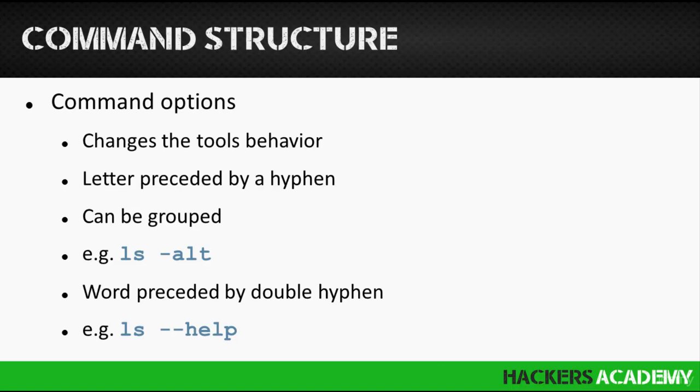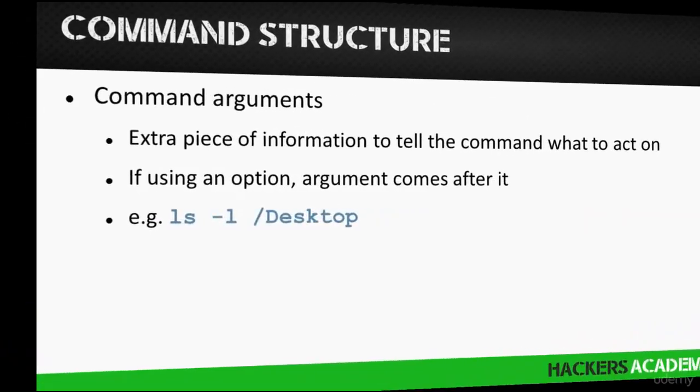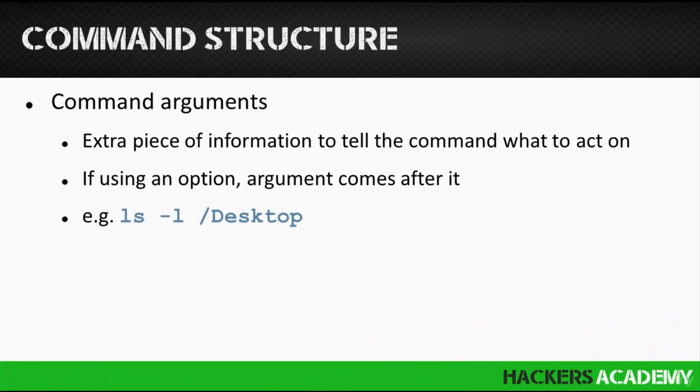The other thing that we want to be taking into consideration is that commands have also arguments on top of options. And arguments usually are extra pieces of information to tell the command what to act on. So for example, if I'm using the ls command, without any arguments, the ls will display the content of my current directory. So for example, if I'm in the documents directory and I type ls, I'm going to see the contents of the documents directory. If however I type ls /desktop, I'm going to be seeing the contents of the desktop directory. In this particular case, desktop is my command argument.